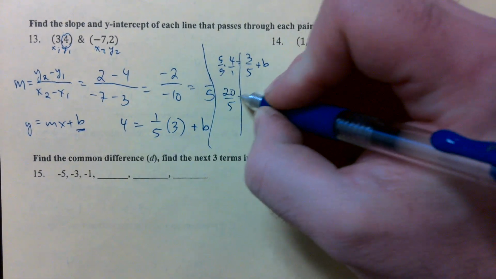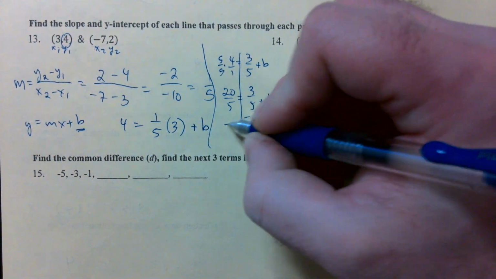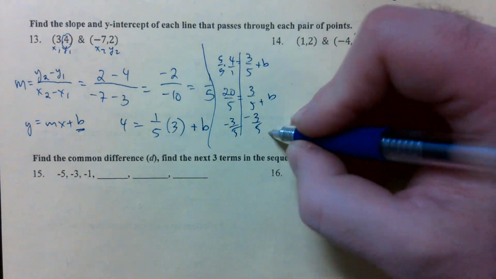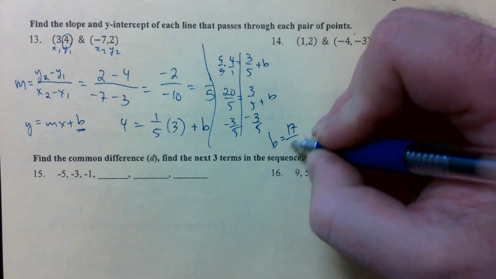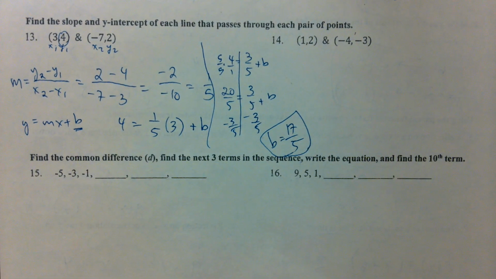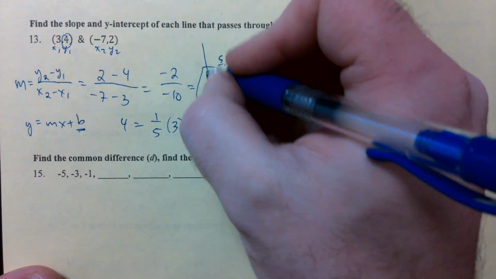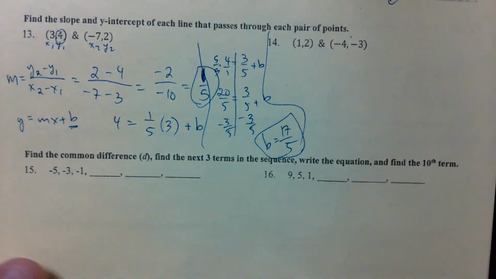20 over 5 equals 3 over 5 plus b. So now when I subtract 3 over 5, what's 20/5 minus 3/5? 17/5. All right? That's what I get. Give me a thumbs up if you got that. Nice. If you got that, you can get anything. Okay?